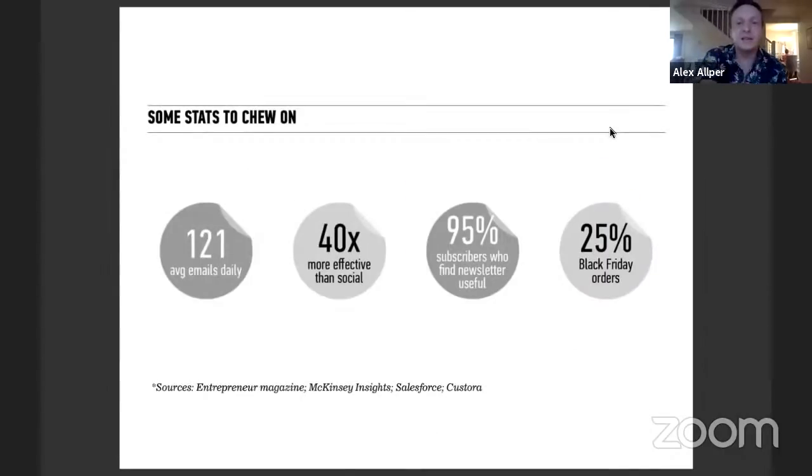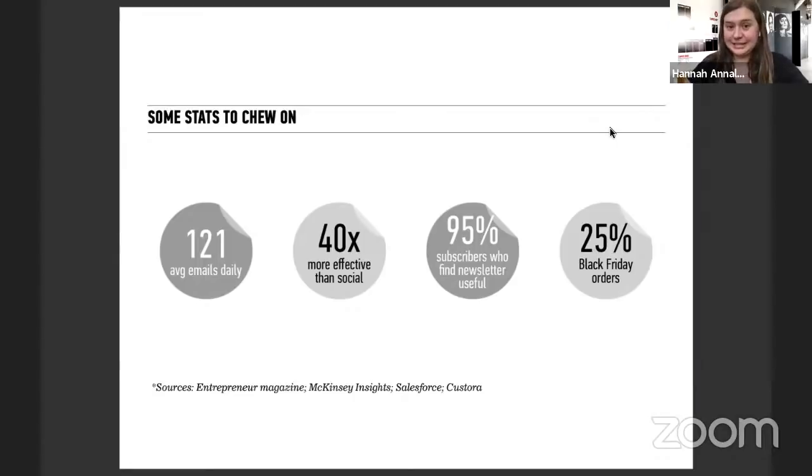Well, let's talk about email first. Look at this second box or circle here. It is 40 times more effective than social media. Did you hear that? 40 times more effective than social media. Hannah, why is email so effective? Because it's targeting somebody directly. Oh, look at you. I didn't even set her up for this question. Yes, 100% right.